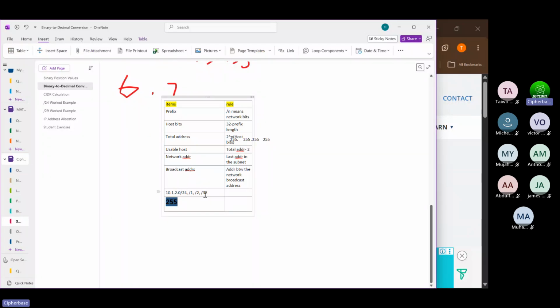Let me just use this 255. This 255 ranges from 0 to 255 here, because this one is 8-bit, which is 1 octet. This is 1 octet. And this one also, as you can see, is 0 to 255.